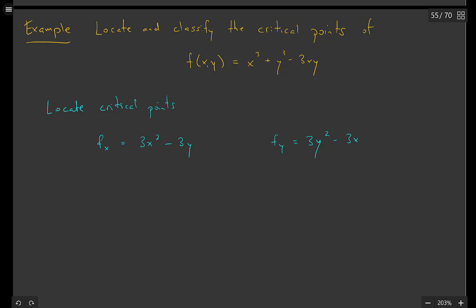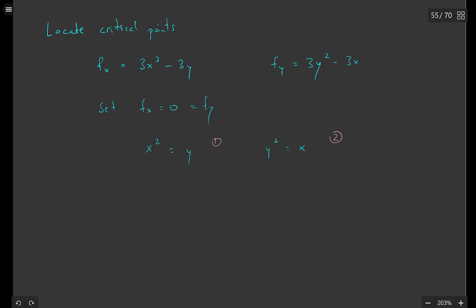So let's do that. If we set these both equal to 0, we'll get two equations, and there'll be factors of 3 across both of these, which we can cancel out, and so they'll end up just looking like x squared is equal to y from f sub x equal to 0, and y squared is equal to x from f sub y equal to 0. Let's call these equation 1 and equation 2. I've got two equations and two unknowns, so I should be able to solve this.